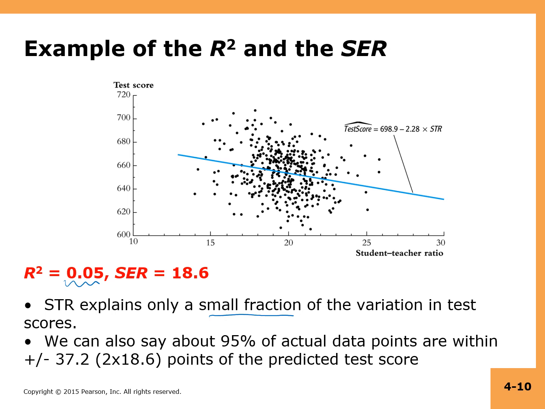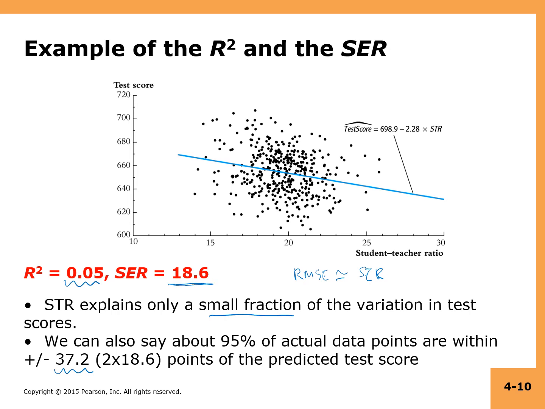We can also say that about 95% of actual data points are within 37.2 points of predicted test score. And how do we get this 37.2 points? Remember I said as the sample size gets larger, RMSE becomes similar to SER, or there's no distinction. So let's assume that this is a large enough sample size, hence the RMSE that we got from this output is equal to SER.